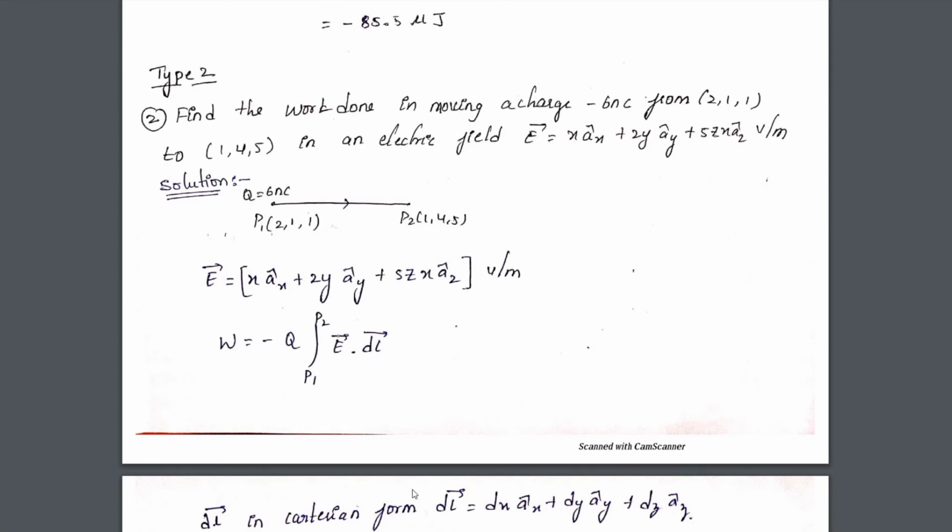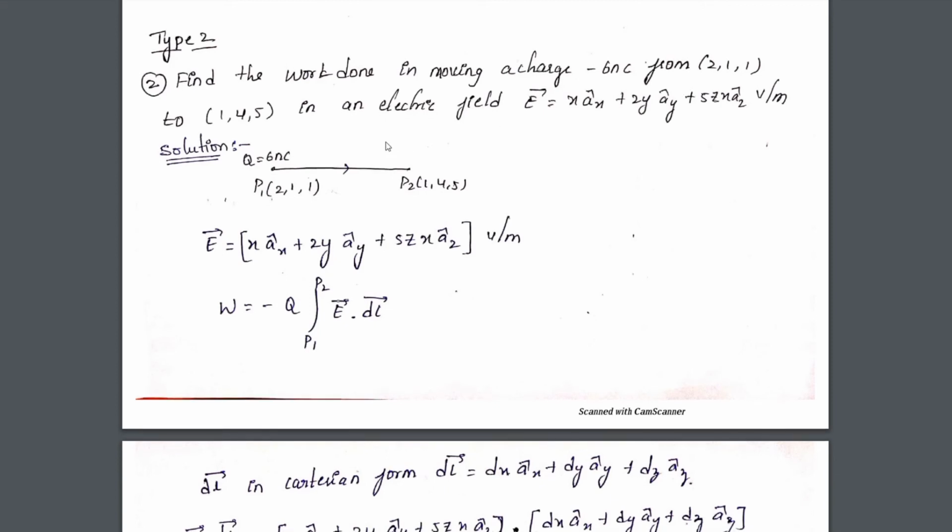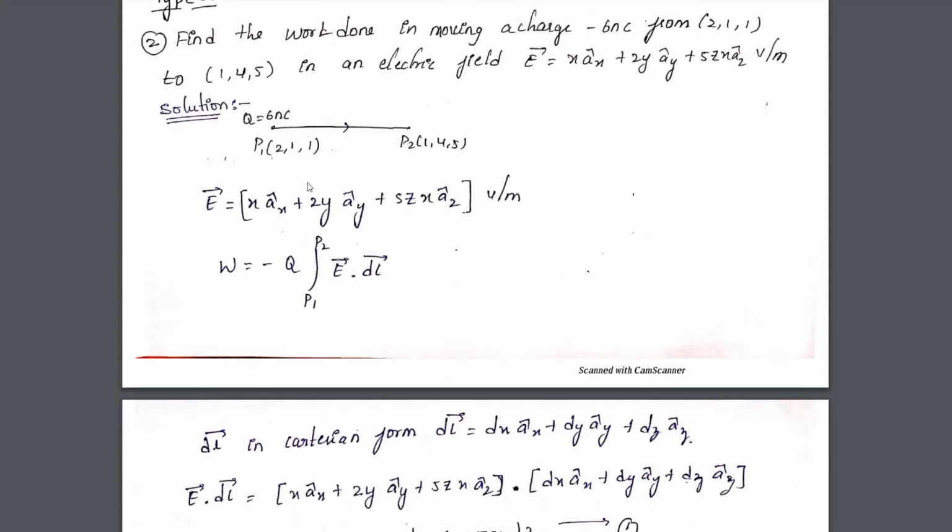So here also you're finding the work done of a plus 6 nanocoulomb charge. We are finding the work done in moving the charge of 6 nanocoulomb from one point to another point in an electric field. Here also the charge is Q, the first point is P1, the second point is P2, and you find E dot dl. Up till there it is the same.